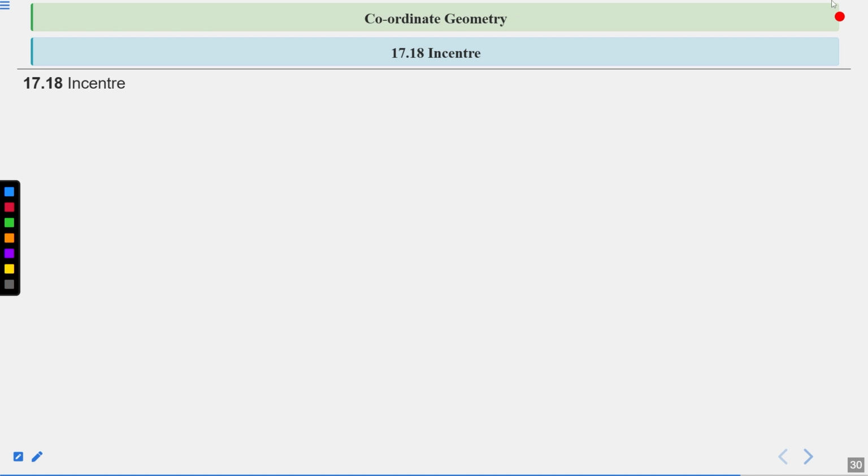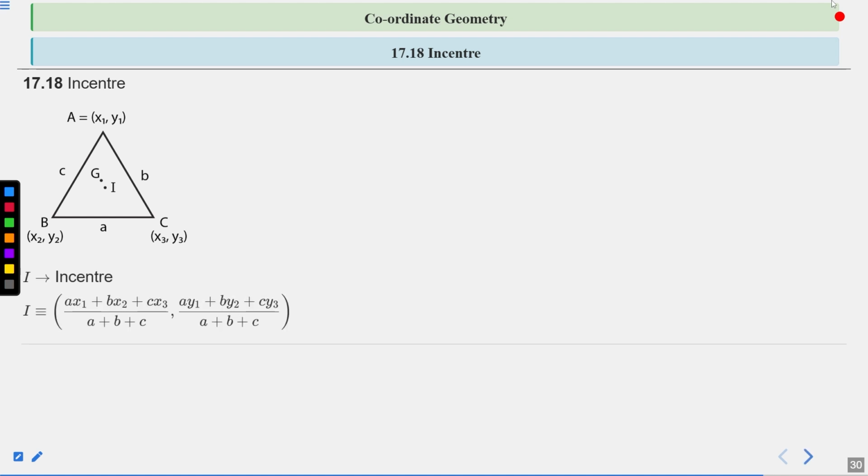Incenter of the triangle. So this is the diagram of the triangle in which we have incenter. So incenter I, the coordinate becomes a into x1 plus b into x2 plus c into x3 upon a plus b plus c. This is the x coordinate, and y coordinate is a into y1 plus b into y2 plus c into y3 upon a plus b plus c.